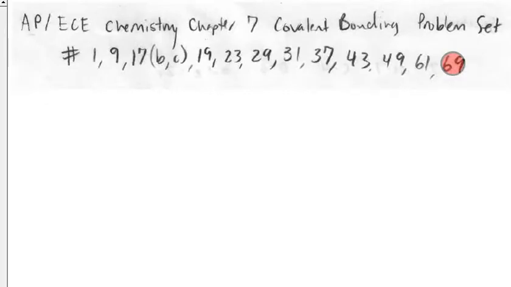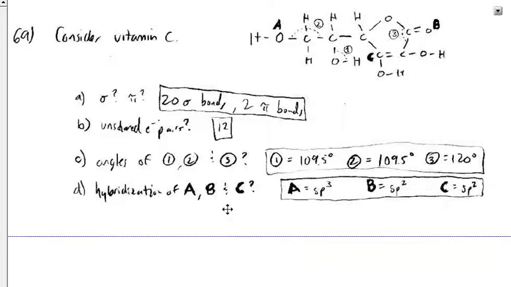Finally, 69. You're considering vitamin C and asked to assess this particular molecule. First, you're being asked how many sigma and pi bonds there are. So if you go and count through this whole structure, it's kind of a nuisance, but you can take your time and do it. It's 20 sigma bonds and 2 pi bonds. The 2 pi bonds are easier to pick out. Right here, one of these 2 bonds, and then right here.